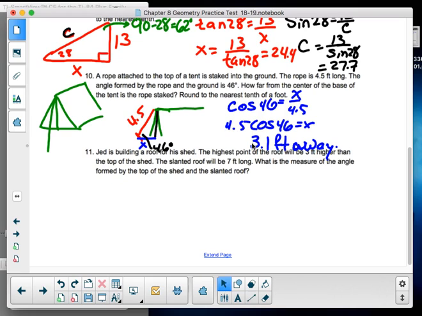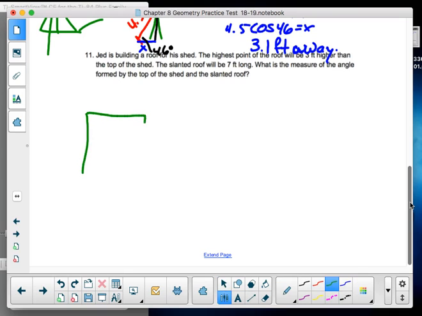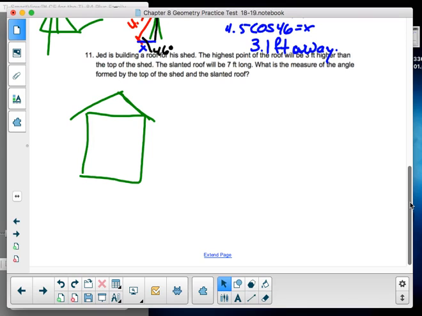Okay, now my last one. Jed is building a roof on his shed. Jed's got a shed, he's building a roof. This is my shed that Jed is building. The highest point of the roof is 3 feet higher than the top of the shed. So this is 3 feet higher than the top of the shed. The slanted roof will be 7 feet long. This part is 7 feet long.